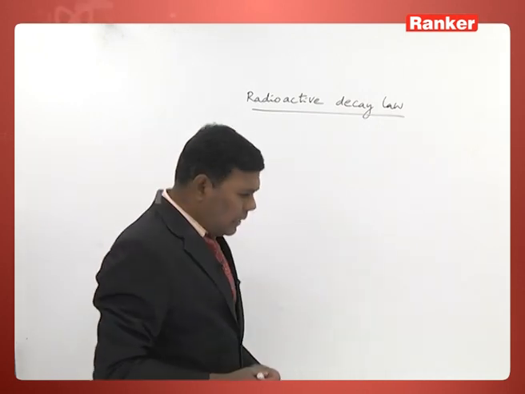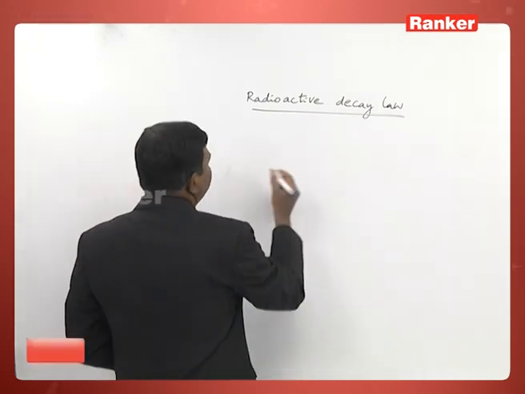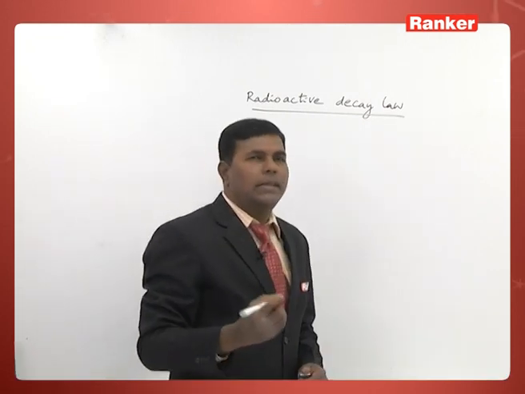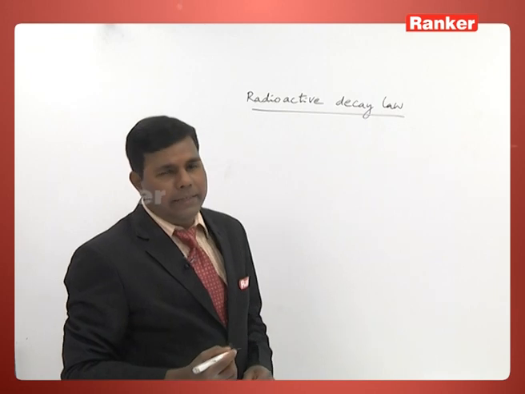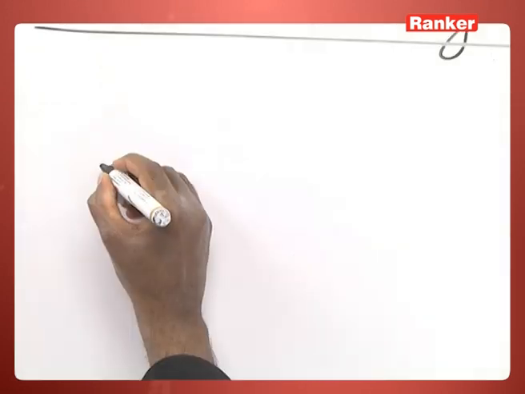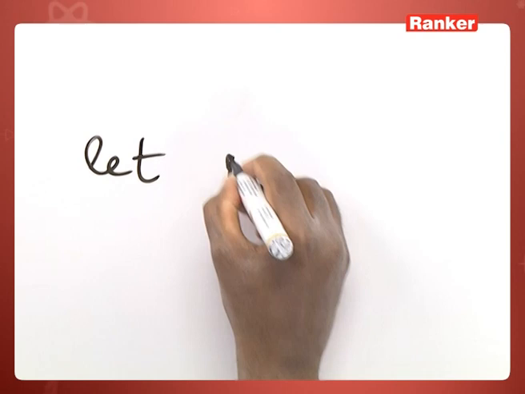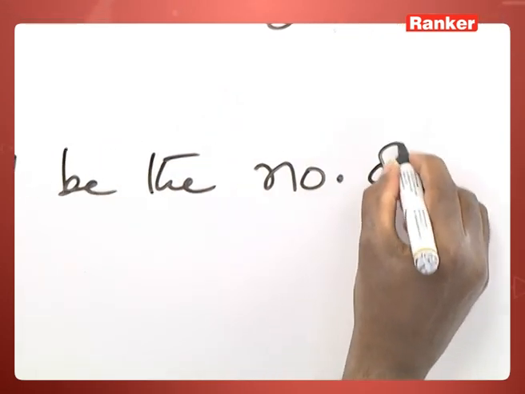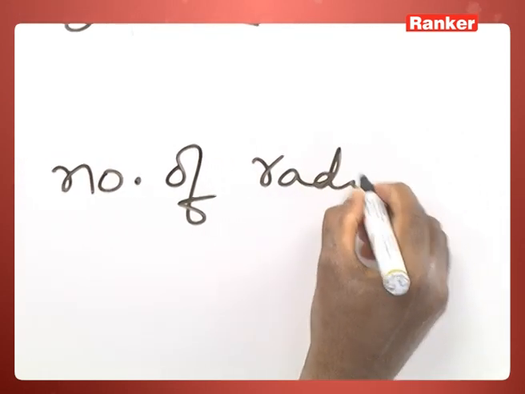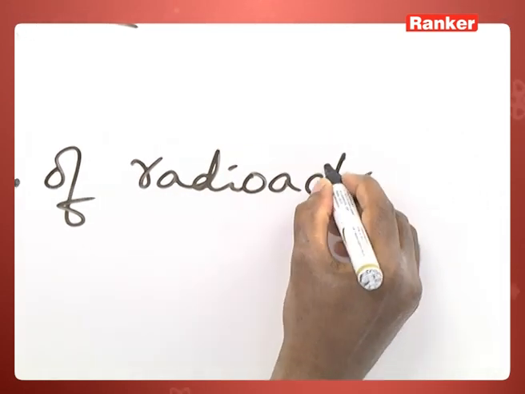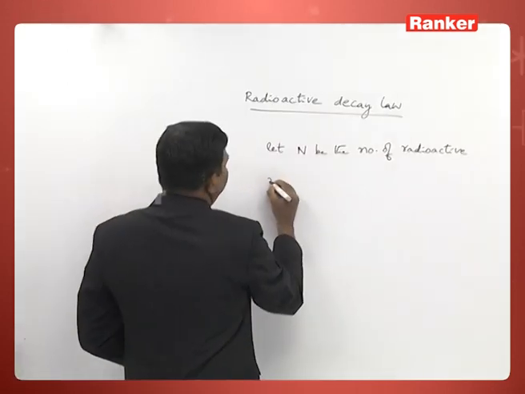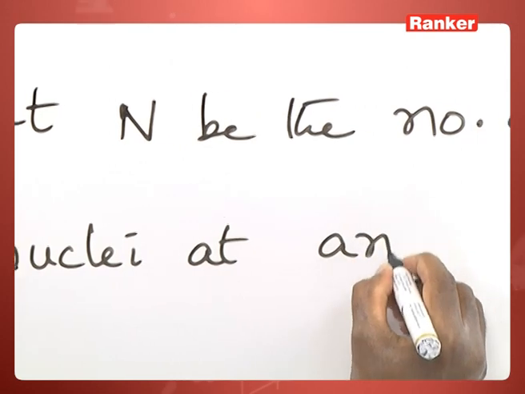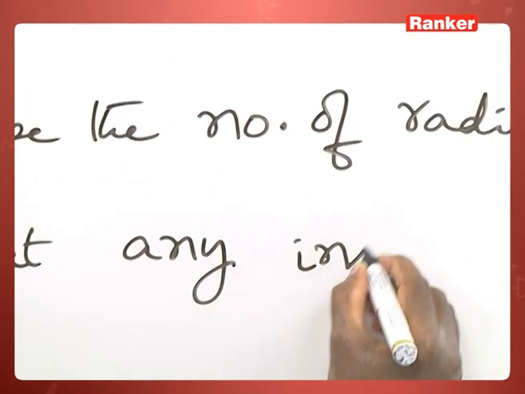Now, let us say that the initial number of atoms is taken as N naught, and N represents the number of nuclei at any instant of time. That is, let N be the number of radioactive nuclei at any instant of time.